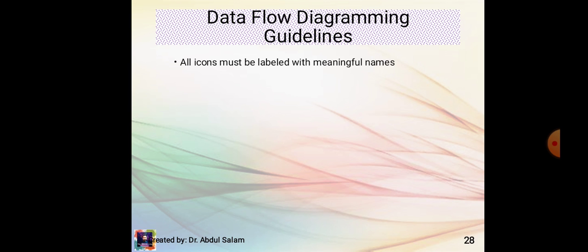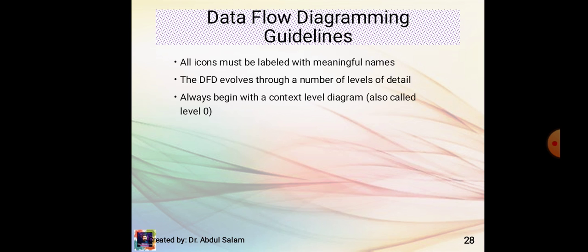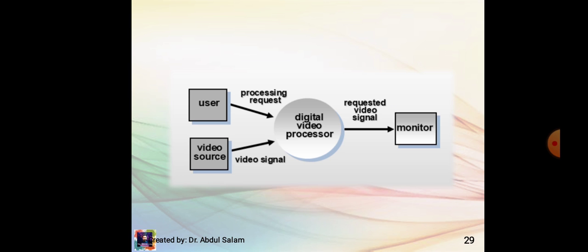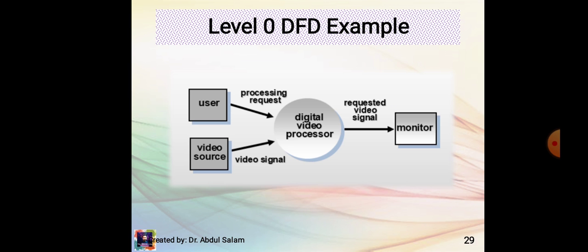Data flow diagramming guidelines. All icons must be labeled with meaningful names. The DFD evolves through a number of levels of detail. Always begin with a context level diagram, also called level 0. Always show external entities at level 0. Always label data flow arrows. Level 0 DFD example.